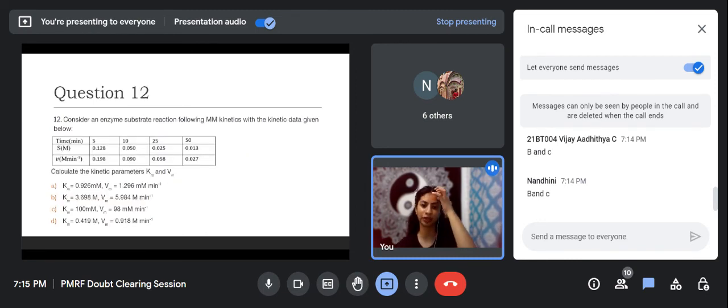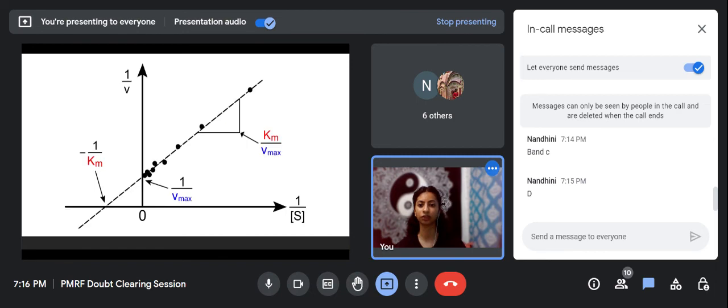Okay. So question number 12 is a calculation. Consider an enzyme substrate reaction following the Michaelis-Menten kinetics. The kinetic data is given below. So time points have been given, substrate concentrations have been given, and the velocity of the reaction has been given, right? And you have to find the kinetic parameters Km and Vm. Okay, so how do you do that? I'll just explain that to you.